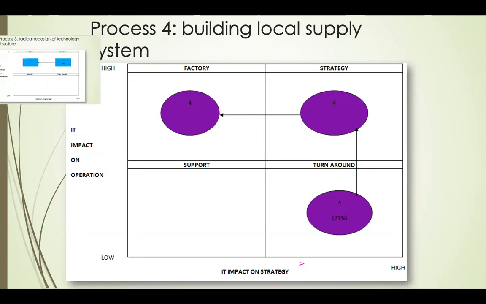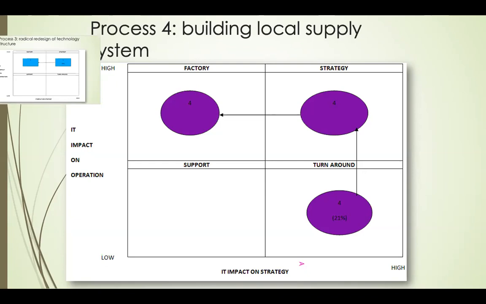Okay, so process 4 is building a local supply system. This process starts off in the turnaround as it's a new venture, and the company launches this, and it creates value for the organization. The process then proceeds to the strategic quadrant, and the implementation of this new supply system transforms the organization as it enhances the capabilities and the business mindset. The system transforms manufacturability and scale of the organization and enacts a new industrial structure for the organization.